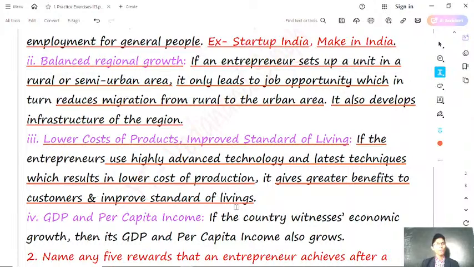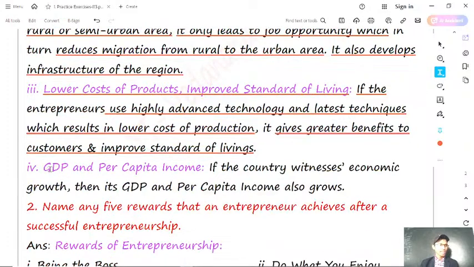If there would be more products, automatically the cost would be lower, and it gives greater benefit to the customers and improves the standard of living. Now the next point of the question is GDP and per capita income. If a country witnesses economic growth, then its GDP, gross domestic product, and per capita income also grow.